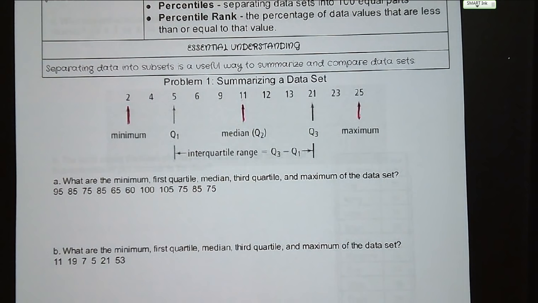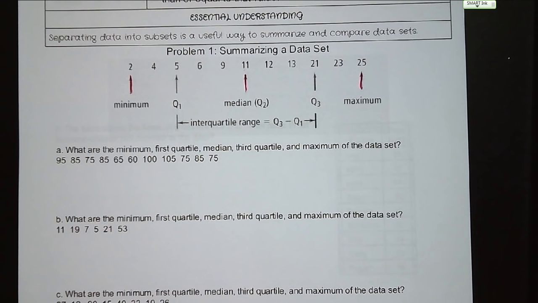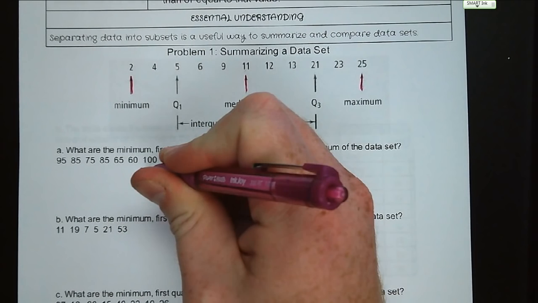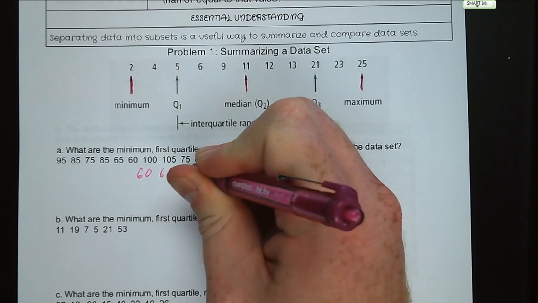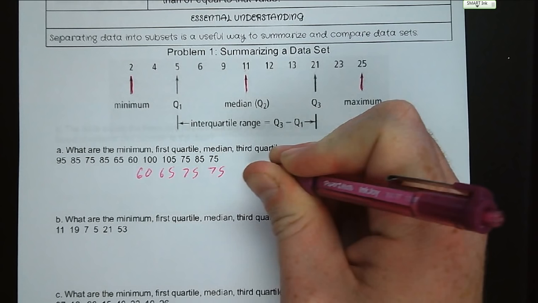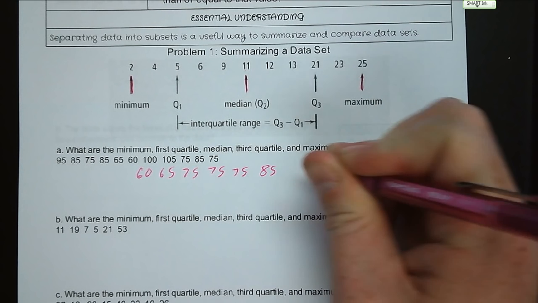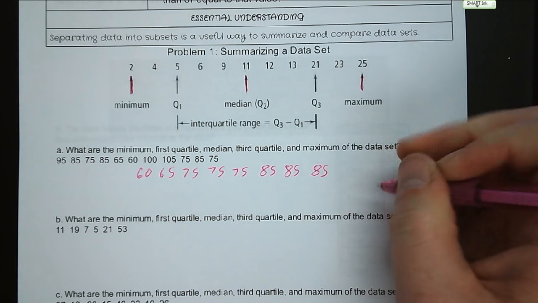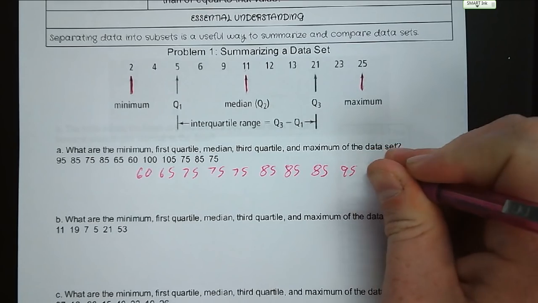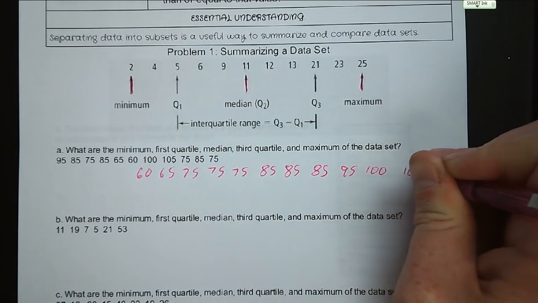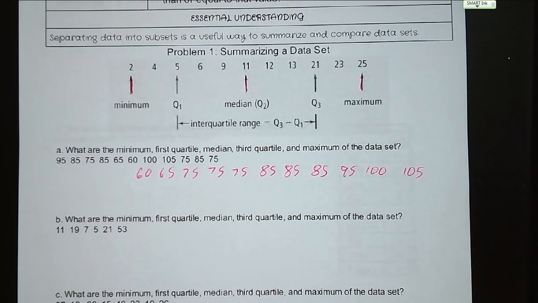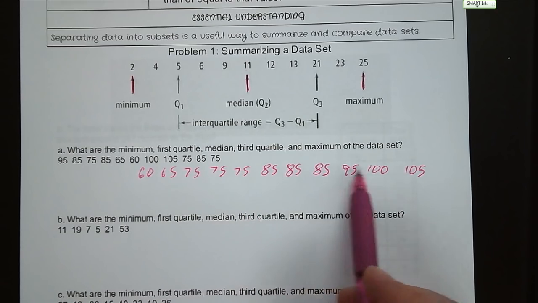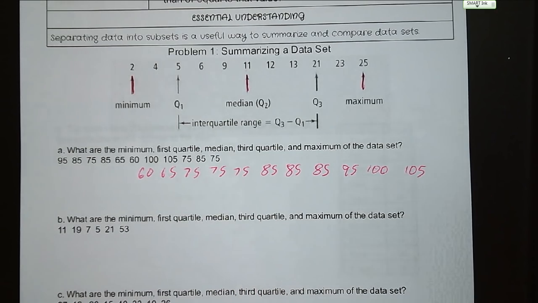So let's take a look at problem A, and we are going to first put these numbers in numerical order. So we start off, we have 60, 65, 75, 75, 75, 85, 85, 85, 95, 100, and 105. Okay, so how many entries do we have here? 1, 2, 3, 4, 5, 6, 7, 8, 9, 10, 11 data points. So our median is going to be the one in the middle.